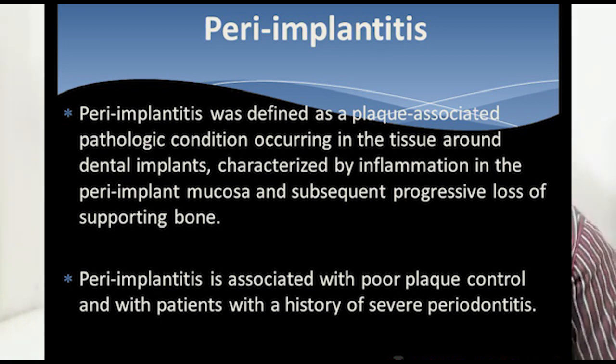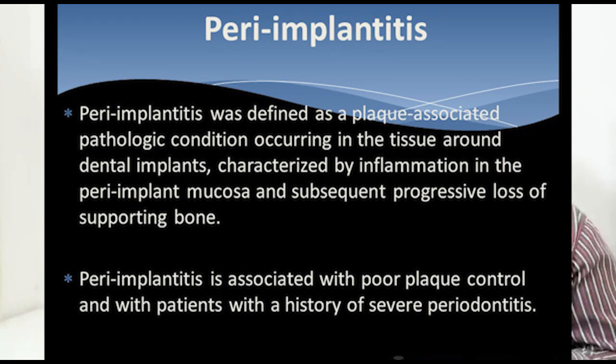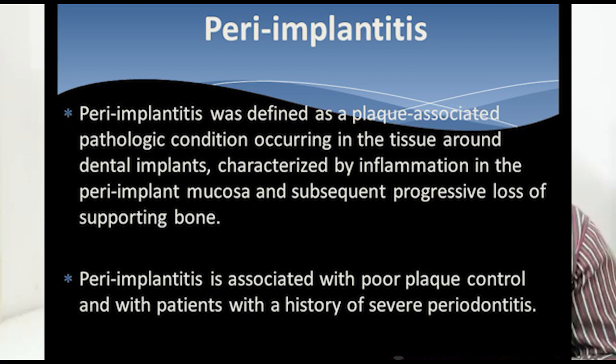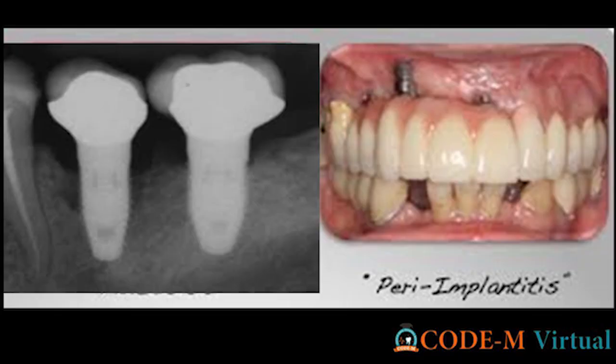So what is going on in peri-implantitis? This is a plaque-associated pathologic condition. There is inflammation in the surrounding structures, and there is some loss of supporting bone. Peri-implantitis is associated with poor plaque control and with patients with a history of severe periodontitis. So it is very important to examine the history. We have to ask the patient about the condition regarding periodontitis. If the patient has a history of severe periodontitis, then they can suffer from peri-implantitis. This is the image and some radiographic explanation of this condition.